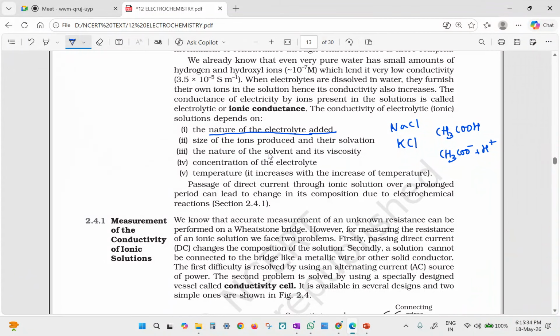It also depends upon the size of the ions produced and their solvation.